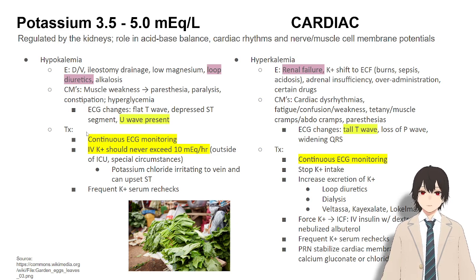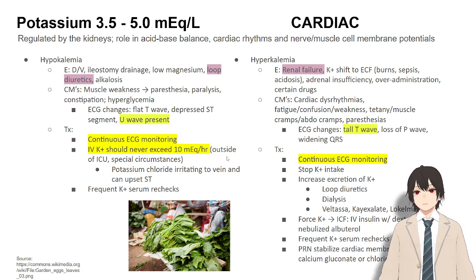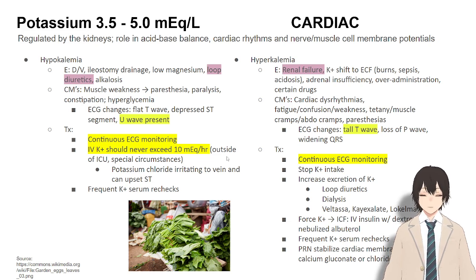Now, if your patient is hypokalemic, you want to continuously monitor their EKG. They should be on a heart monitor, okay? And IV potassium should never be pushed faster than 10 milliequivalents per hour with the pump, okay? You have to use a pump, and it should never go beyond this rate. The ICU can have special circumstances, but that is a little too advanced right now. Also, some things to know is that potassium chloride can be irritating to the vein, so you can dilute it before you give it.